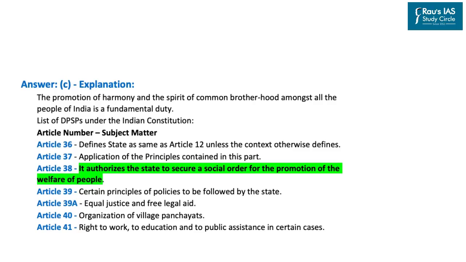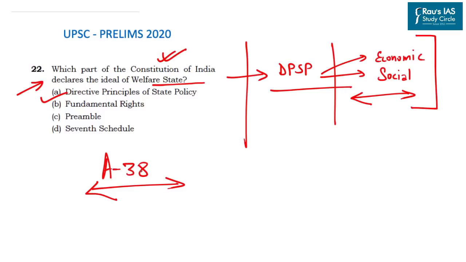And in the explanation of the Prelims test series, it specifically mentioned Article 38, which says that it authorizes the state to secure a social order for the promotion of welfare of the people. So this question can be said to be a pretty simple question, and I hope most of you would have answered it correctly, as it mentions one of the most basic aspects of the Indian Constitution, that it provides for a welfare state.